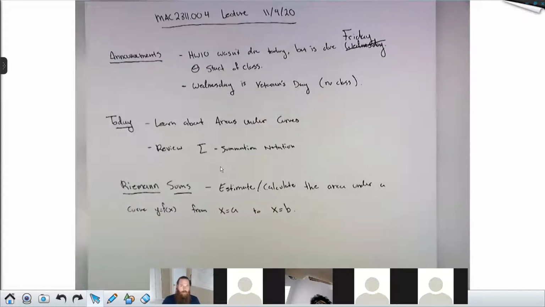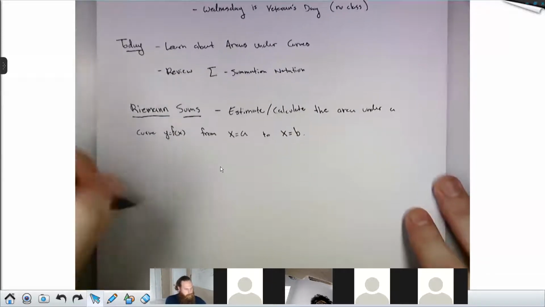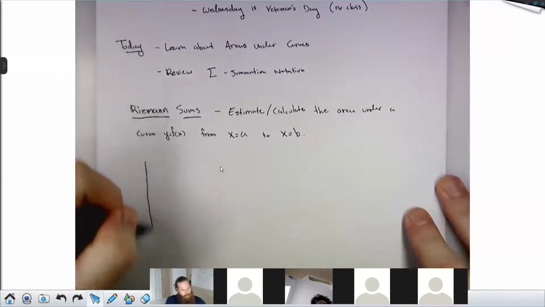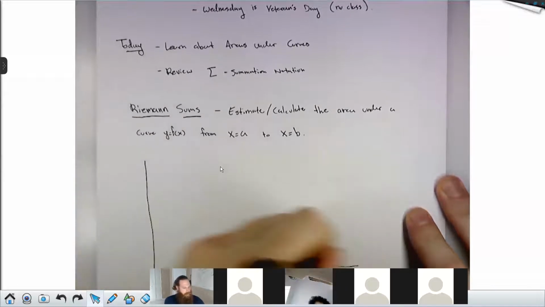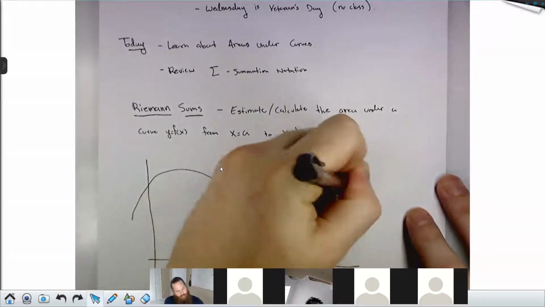So first I'm going to walk you through a sort of slow discovery of what a Riemann sum is. And then I will write the thing down, and then I will talk about summation notation, and then we'll do more examples. Where to begin? So I give you some function.